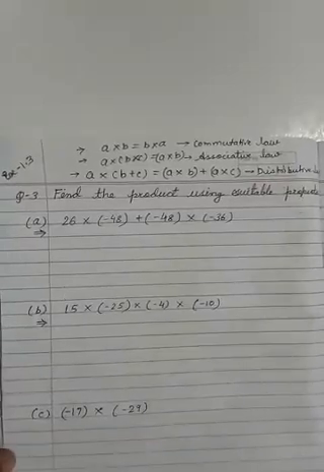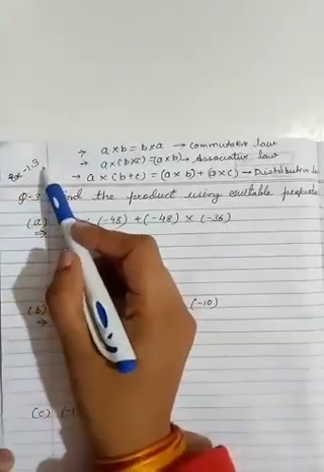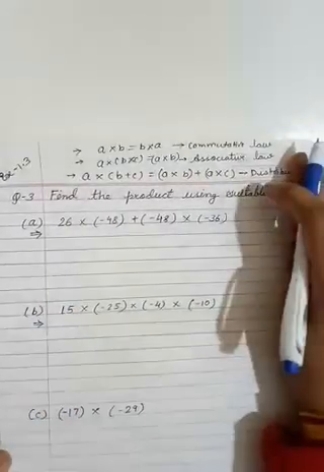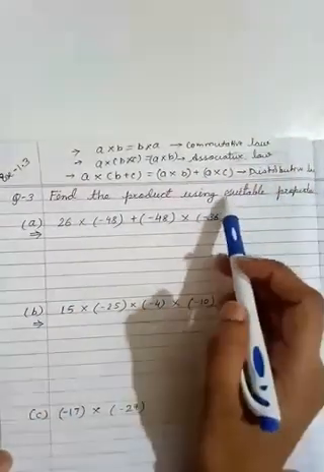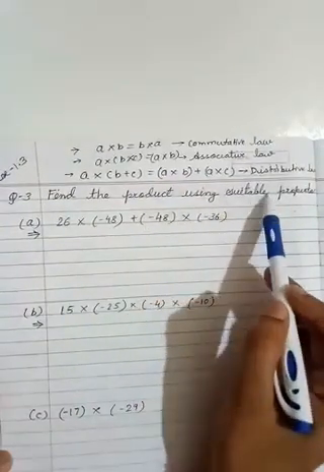Hello learners, now we have question number 3 of exercise 1.3. The question is: find the product using suitable properties. We have to find the product using suitable properties.